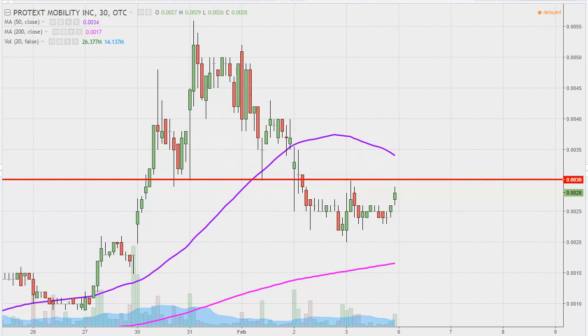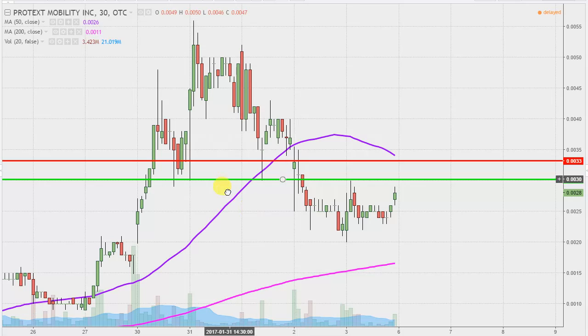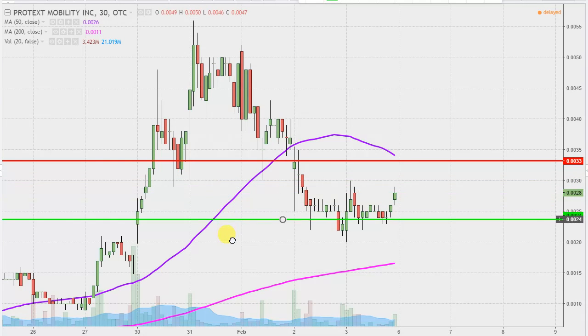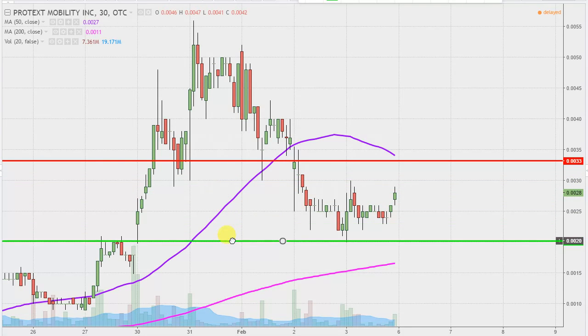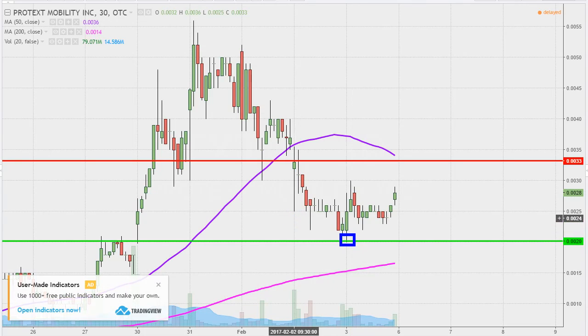Now, on the flip side of things, I'll be honest, I'm a little confused. I thought I mapped this level out yesterday, but apparently I'm getting old and I just can't remember. But 002, definitely an important level of support, and it makes sense why it bounced from that point today. So let me get this line in place here, and then I'll talk about why it, quote-unquote, makes sense. So yeah, today, during the first 30 minutes, the price did indeed pull back there and bounce right off that level. Why does that make sense?